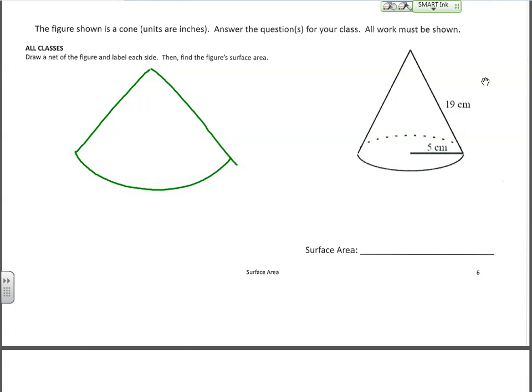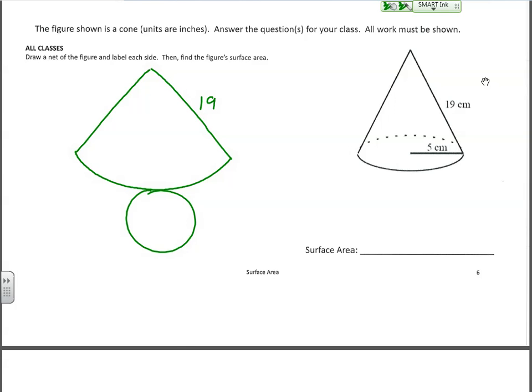Whoops, I missed. Well, let's erase that. Okay, it's got the curve here. That's what it would look like if you took apart the cone and laid that section flat. And then you've got the circular base here, right? So for the formula for surface area, we have to label the important sides too.